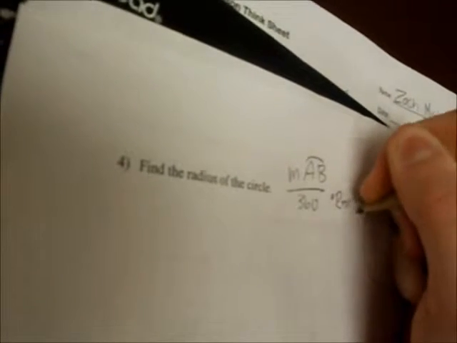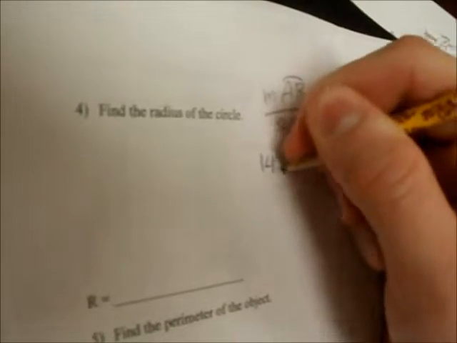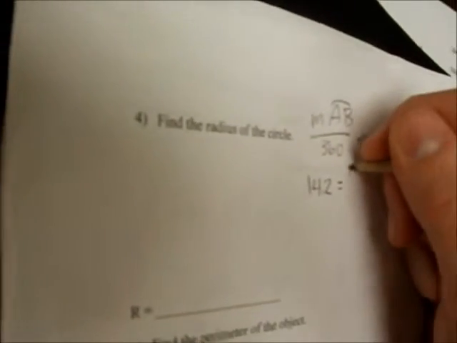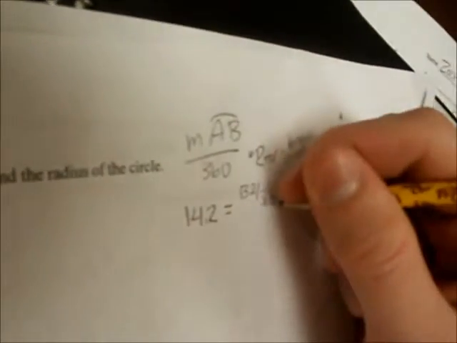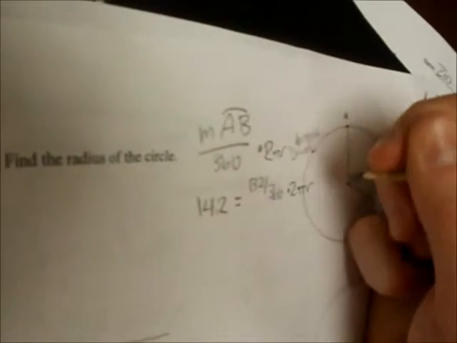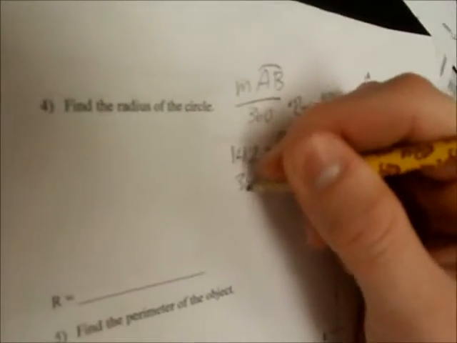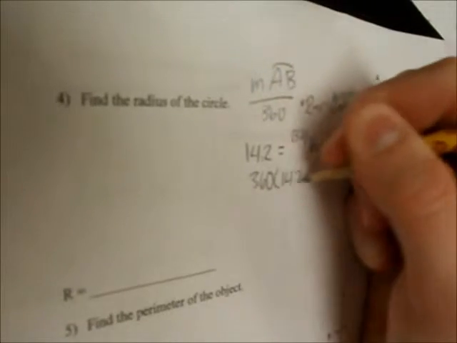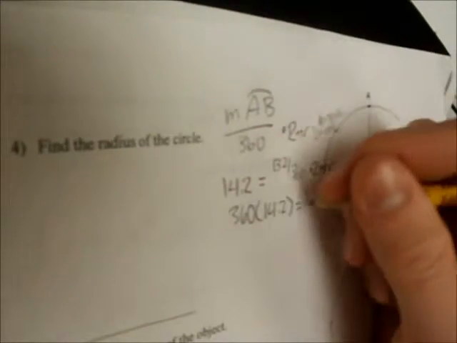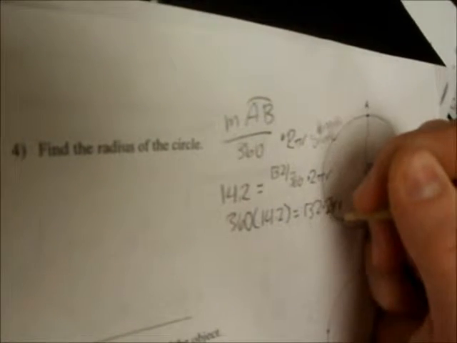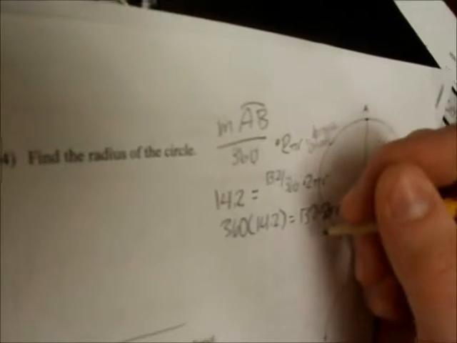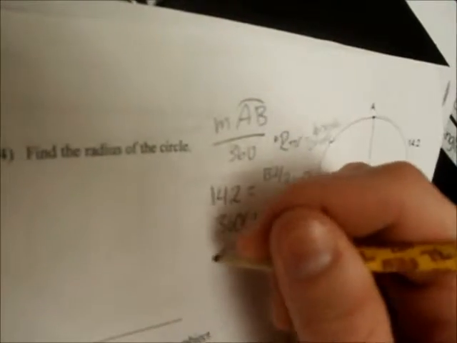We have to find the radius of the circle. We are once again going to use the equation: the measure of the arc AB divided by 360 times 2 pi r equals the length of the arc. So we plug in our information: 14.2 equals 132 divided by 360 times 2 pi r. We then need to multiply each side by 360, and we get 360 times 14.2 equals 132 times 2 pi r.